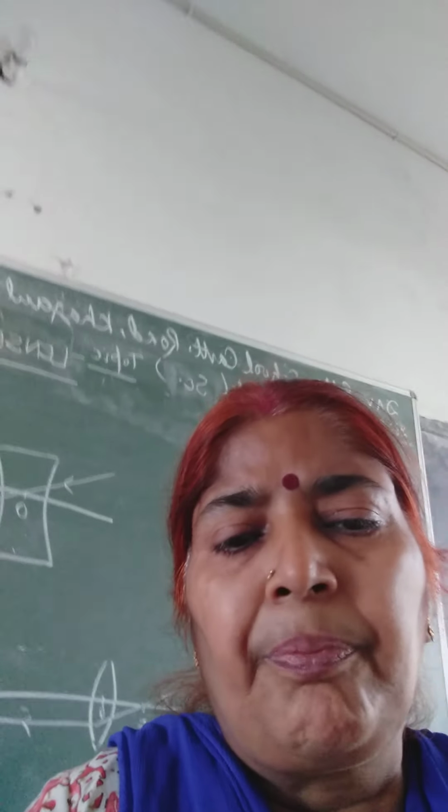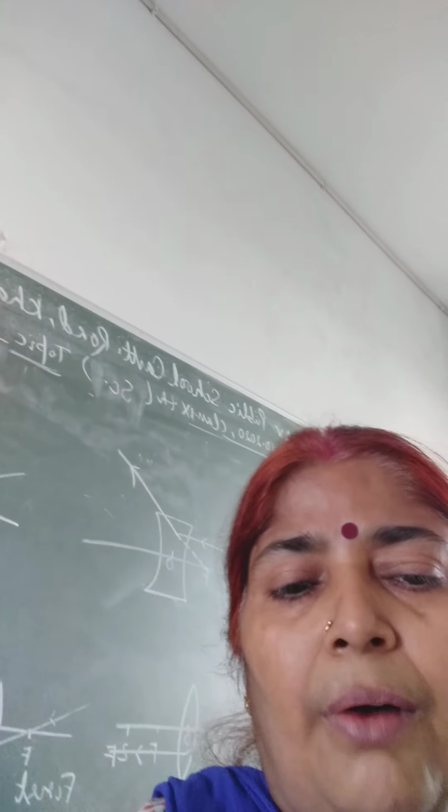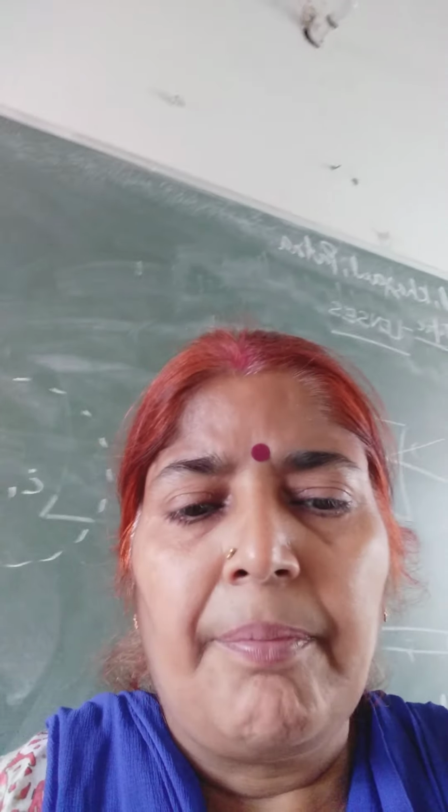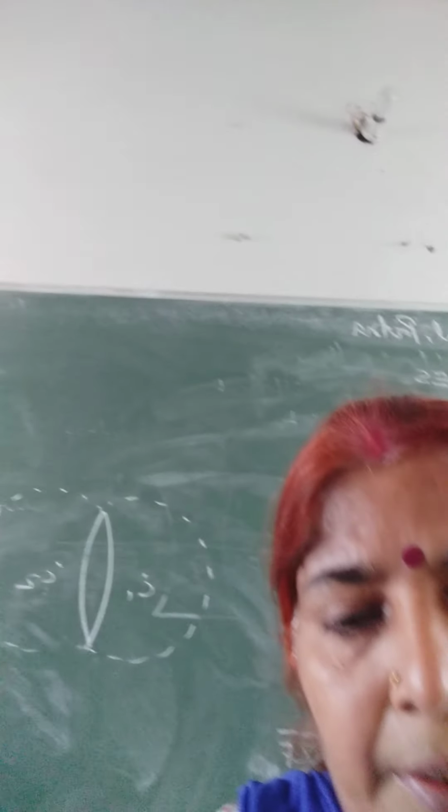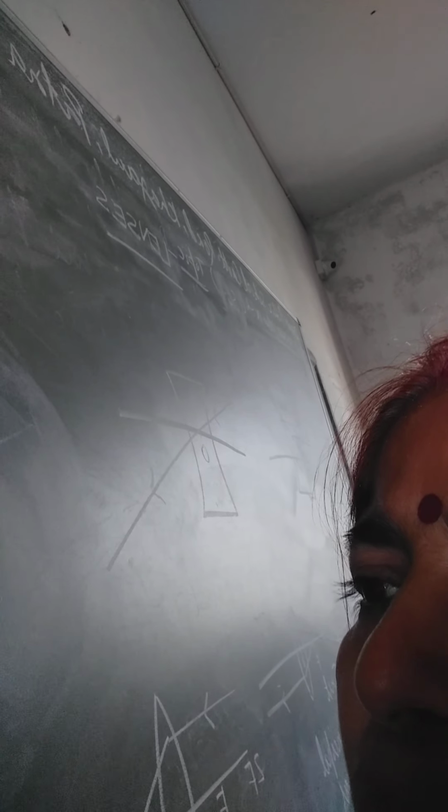Now what is radius of curvature? The radius of this sphere is called radius of curvature of the surface of this part of the lens. Now what is principal axis? If you join these 2 points, you will get a line. Line joining the center of curvature of the two spheres of which the lens is a part is called principal axis.